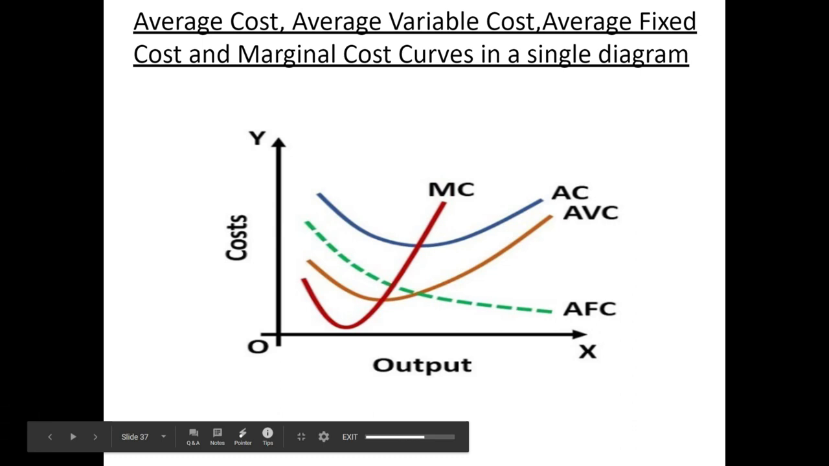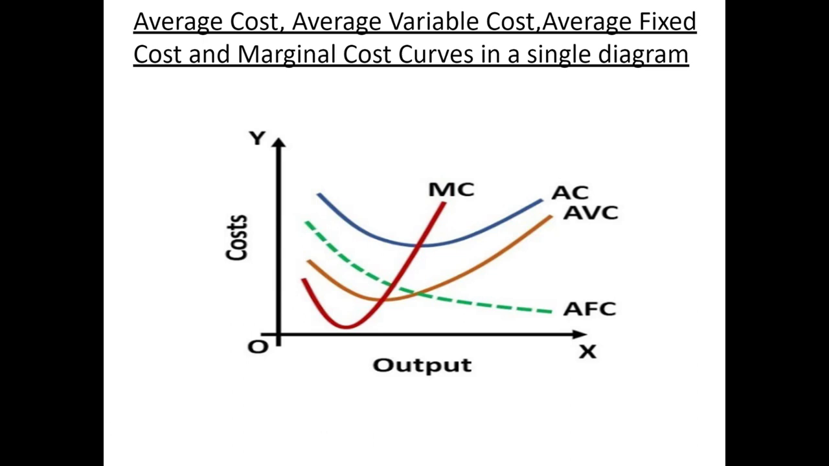Let's understand now the relationship between marginal cost, average variable cost, and average fixed cost together in a single diagram. Students, let's start with the average fixed cost curve. This curve starts declining, keeps on declining, but never touches the x-axis. This green dotted curve is the average fixed cost curve, which keeps on falling with increase in the output.